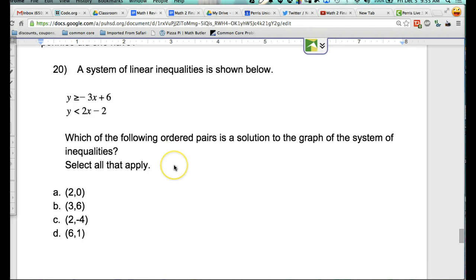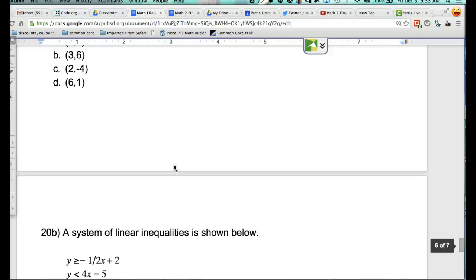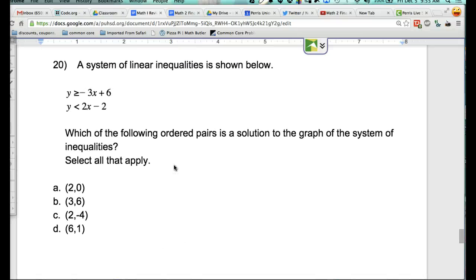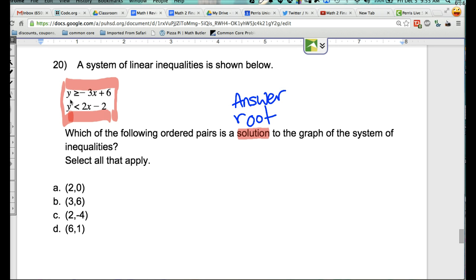This is the last question for today, except for the practice question you have to do, which is down here. Let's take a look. It says a system of linear inequalities is shown below, and these are the 2 equations that we have to look at. Which of the following ordered pairs is a solution? What does a solution mean, guys? It means an answer, or a root.